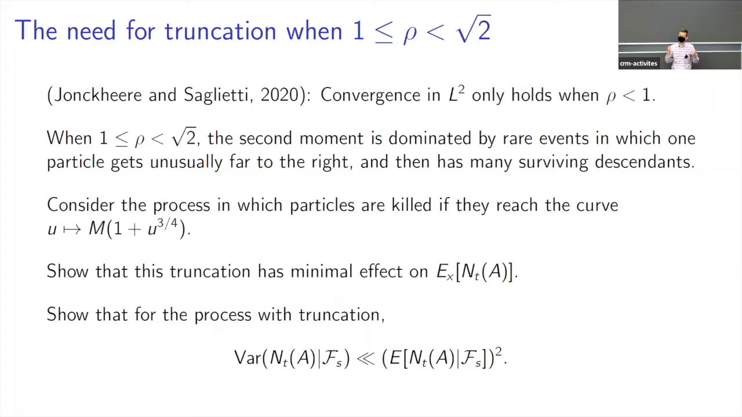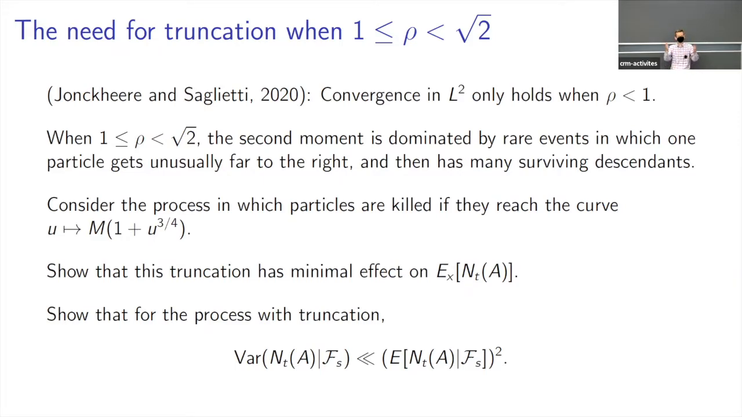And so the solution to this kind of problem is usually to do some sort of truncation. And what the authors did in this case was that they considered a modified version of the process in which particles are killed if they reach this curve. So at time u, we kill particles if they hit the origin, but we also kill particles if they hit some large constant times (1+u)^(3/4).